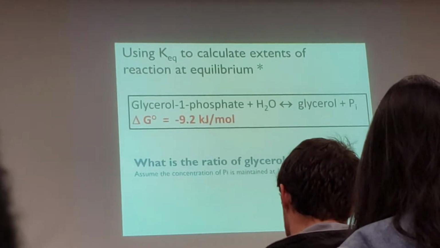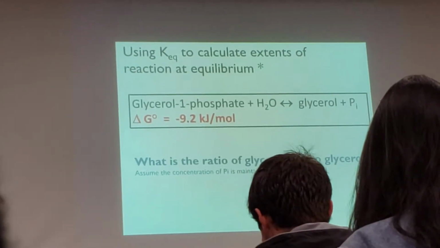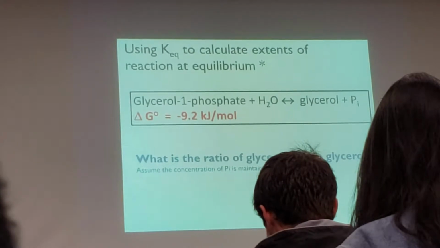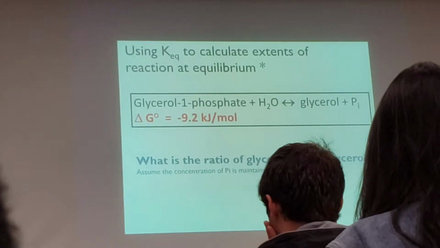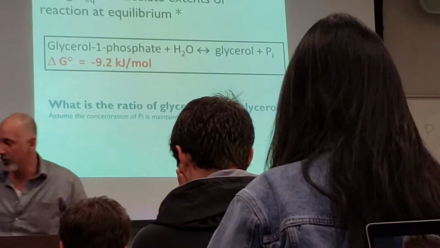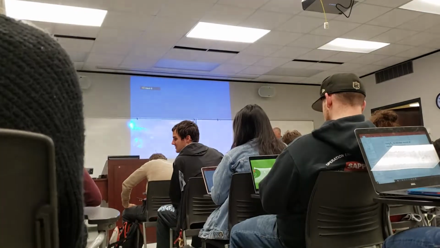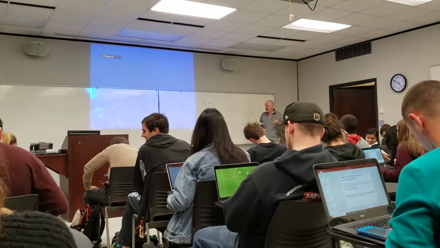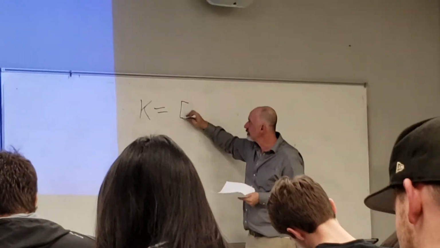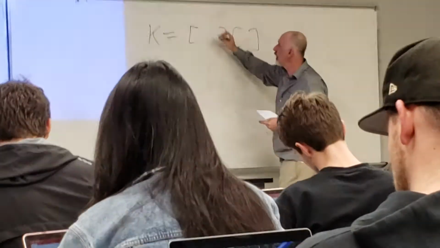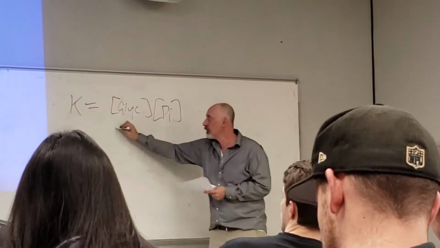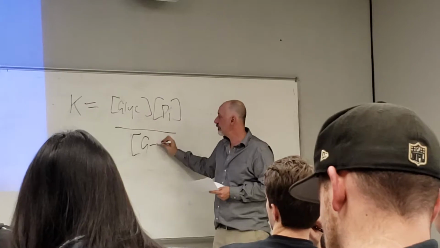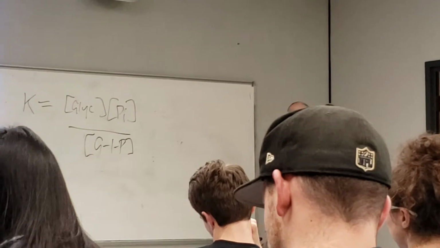This is a useful conversion because it's going to tell you how to scale delta G to whether you're on the right or left-hand side. Obviously the number is going to be different. We'll take 5 minutes to do it, and then we'll go through it. You'll get the equilibrium constant. Generically, what is it? Glycerol, phosphate over G1P. So determine the K out of it.